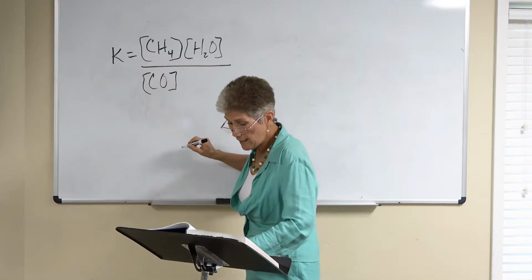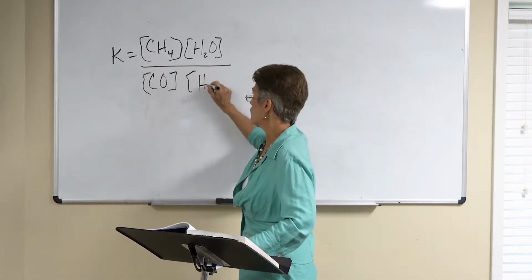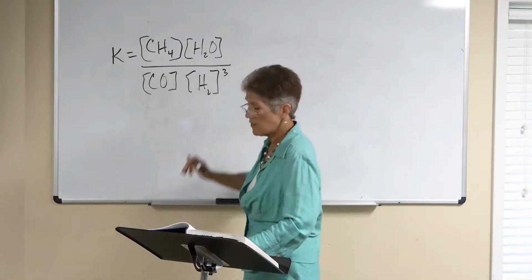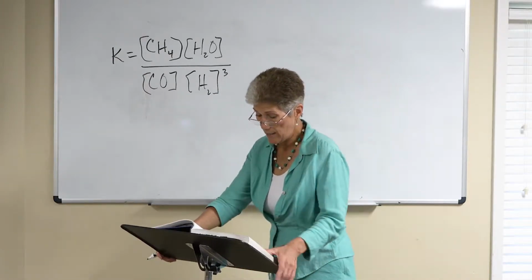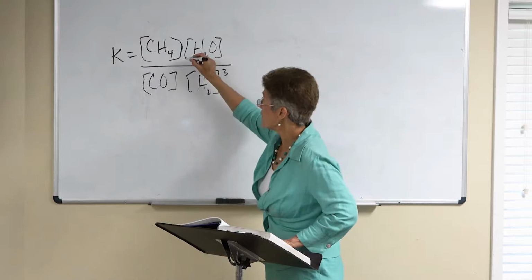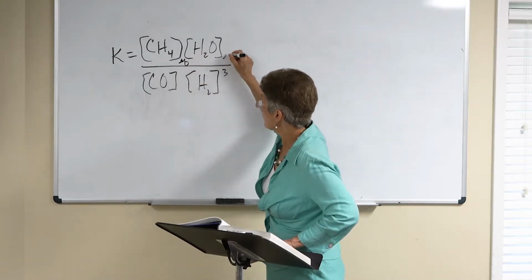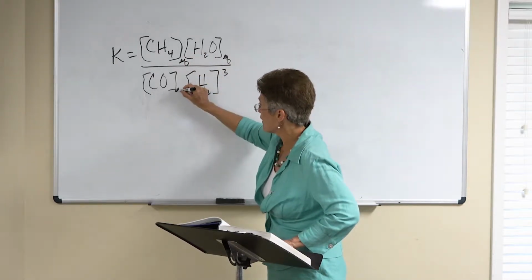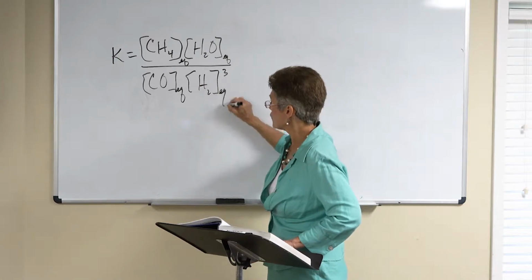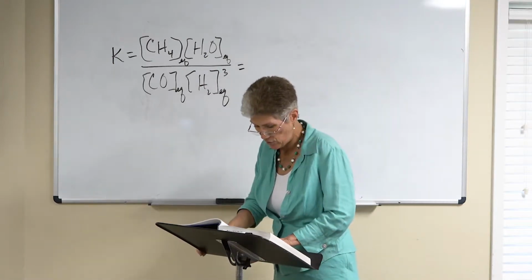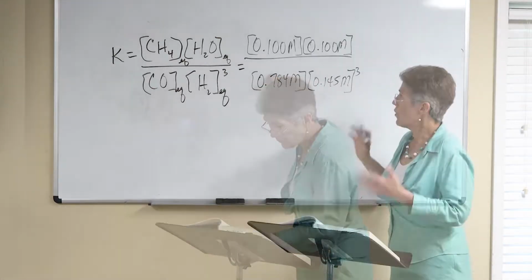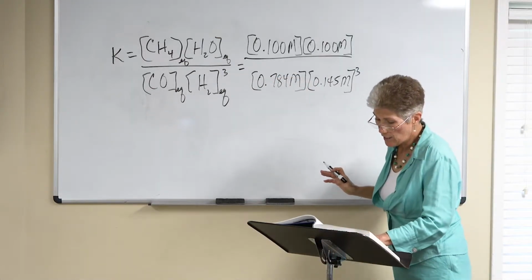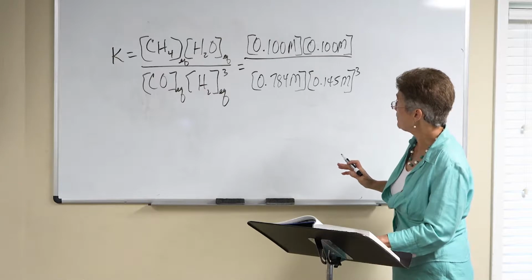Carbon monoxide is a gas, and the hydrogen is a gas, and it has a stoichiometric coefficient of 3, therefore it's got an exponent of 3. Now, remember, this is all true at equilibrium concentrations, so you're going to take the equilibrium concentrations and plug those in. There I've plugged in their concentrations at equilibrium.